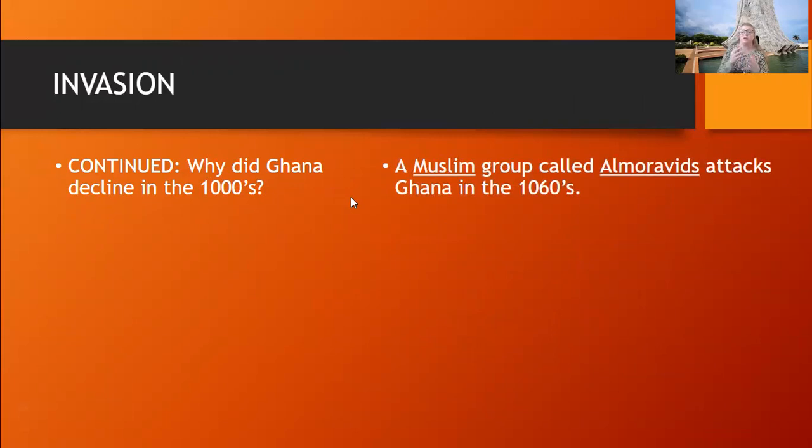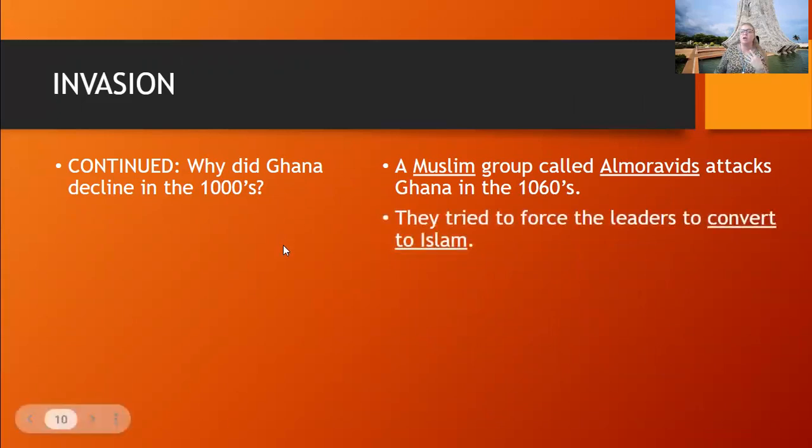So invasion. There was a Muslim group called the Almoravids, and they attacked Ghana in the 1060s. So remember that the Muslims helped the Berbers convert to Islam and controlled much of the Silk Road. So the Almoravids, this group of Muslims, decided that they wanted to take some of that land back. And so they attacked Ghana in the 1060s. They tried to force the leaders to convert to Islam.